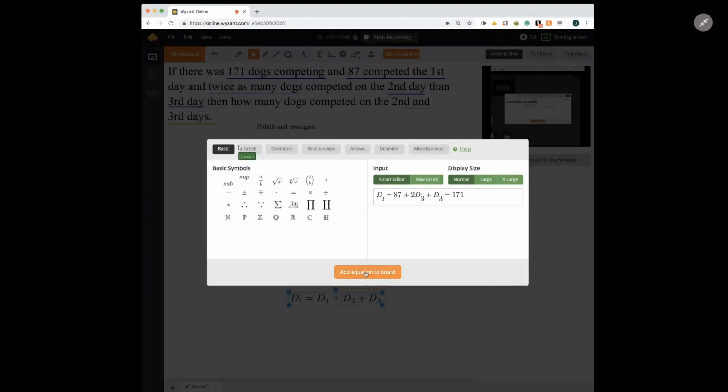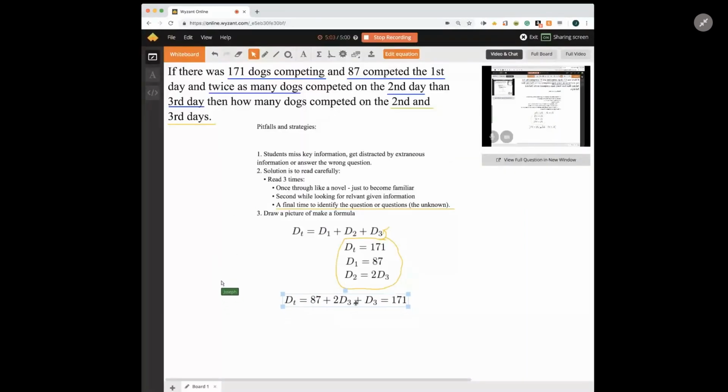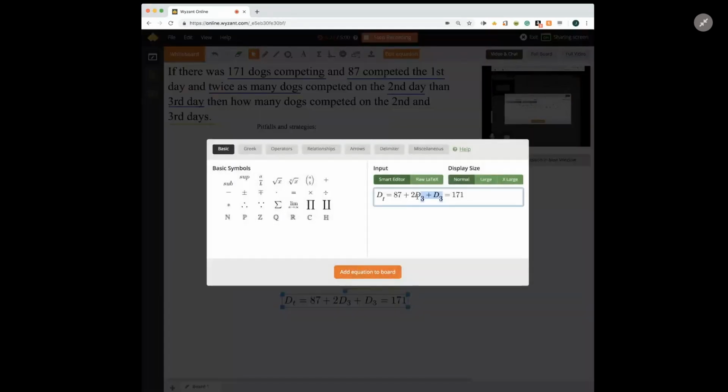So now you can see that through substitution, we've created a single equation with a single unknown. And so we can now take this equation and solve for D3, which is one of the two questions that this word problem poses. So I'm going to edit this and solve it now. So we can combine this term into D3, and we can get rid of this. And we can move the 87 to the right. We can subtract 87 from both sides.